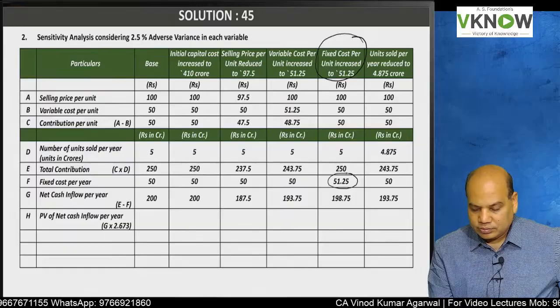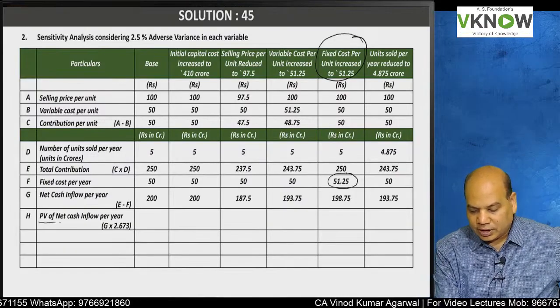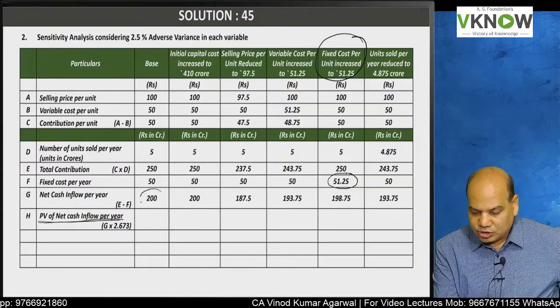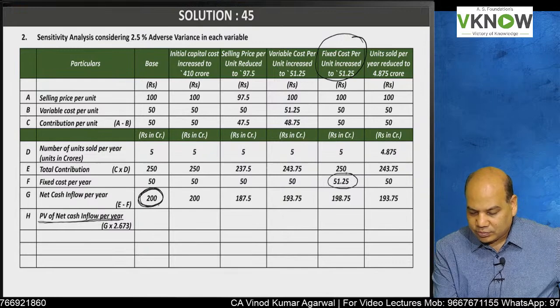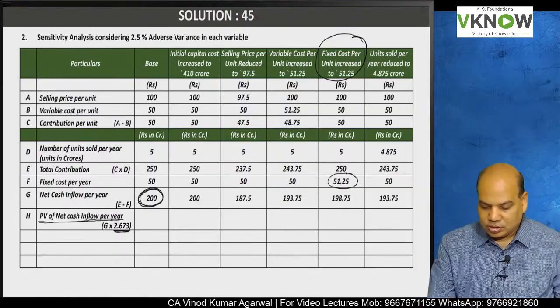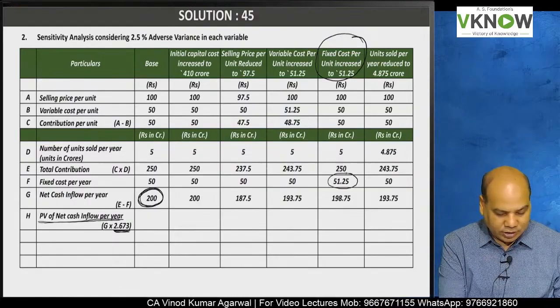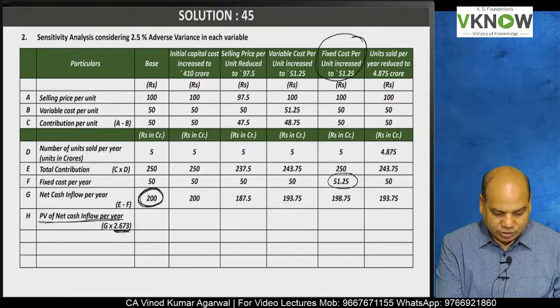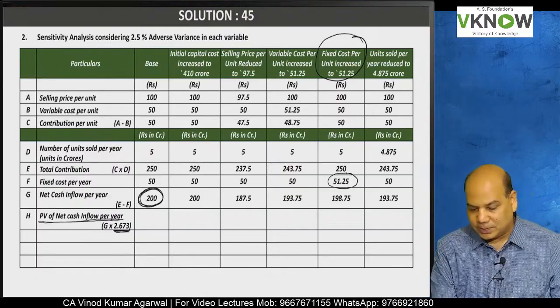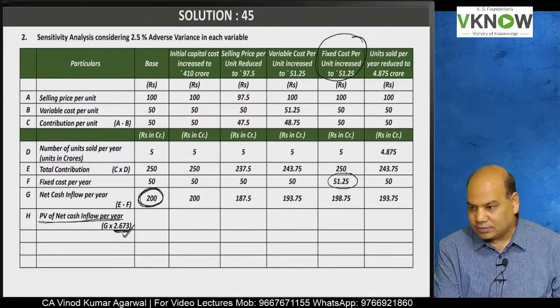Now write down PV of net cash inflow per year. PV of net cash inflow will be line G multiplied by annuity factor of 2.673. Now how did you get the annuity factor? 1 divided by 1.06, equal to, memory plus, equal to, memory plus, equal to, memory plus, memory recall. 2.673 is the annuity factor.